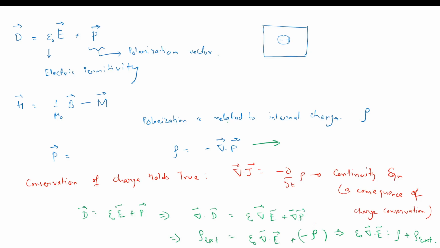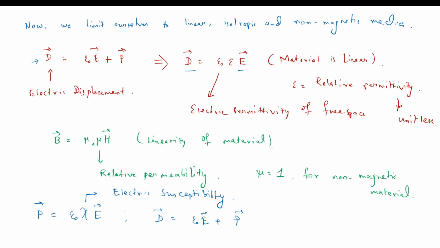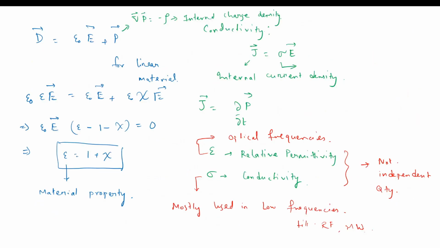We saw the relationship between these fields and the sources, and we derived the material properties, the electric susceptibility and the permittivity. The susceptibility and permittivity are equivalent concepts, so if you know one of them, you know the other. We found another important equivalent quantity, the conductivity. Conductivity is usually used at low frequencies, and the permittivity at optical frequencies.